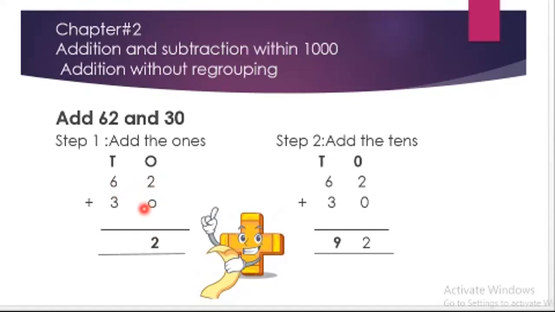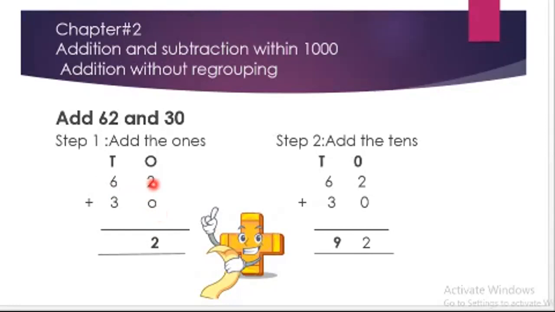In addition, it doesn't matter which number comes first and which number we write in the second place; the answer will be the same. But in subtraction, this matters a lot. So be very careful about it while writing the question, which I will explain in the subtraction.